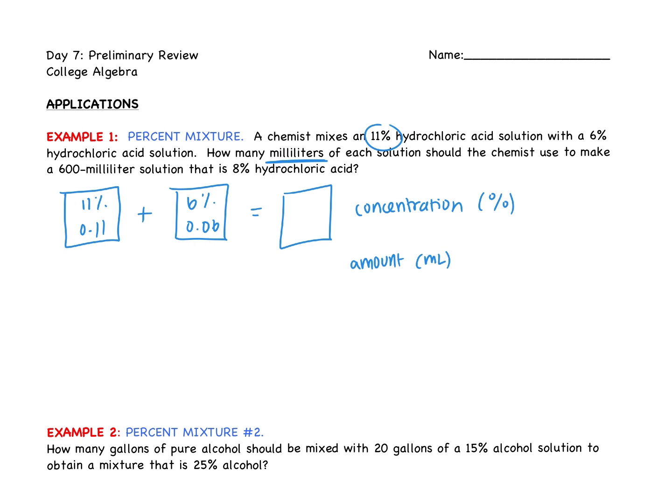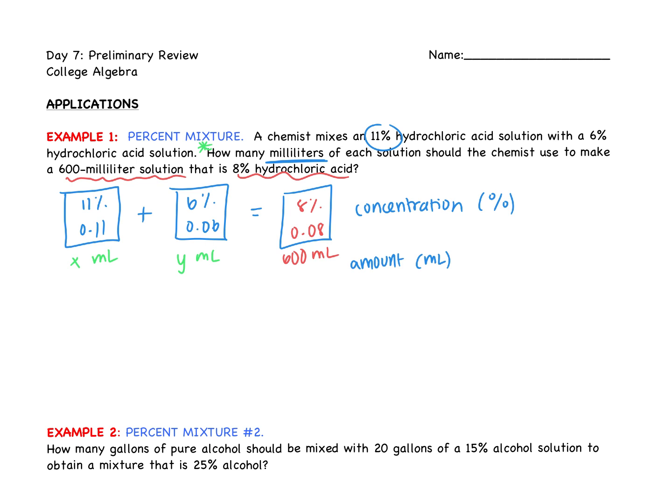Then we need to look at the question that's being asked. How many milliliters of each? So what that tells us is we don't know the amount for either of those two solutions. So it might make sense to start with this is going to be X milliliters and this is going to be Y milliliters. And then, how many milliliters of each solution should the chemist use to make a 600 milliliter solution that is 8%? Okay, so we have 8% as our final concentration, which is a decimal of 0.08, making 600 milliliters. So that's what we're starting with.